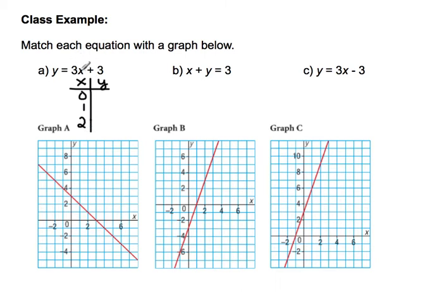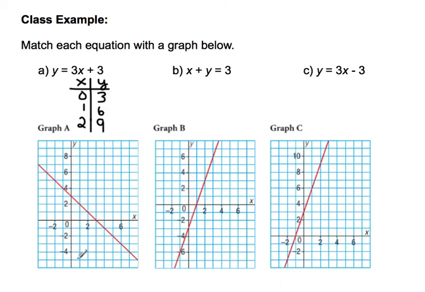So you have 3 times 0 plus 3 is 3. 3 times 1 is 3 plus 3 is 6. And 3 times 2 is 6, plus 3 is 9. I know I did this correctly. This goes up by 1s. This goes up by 3s. I know I have a constant rate of change.